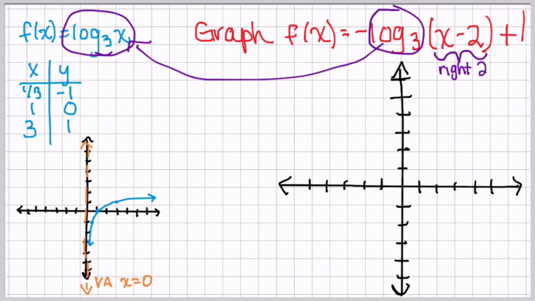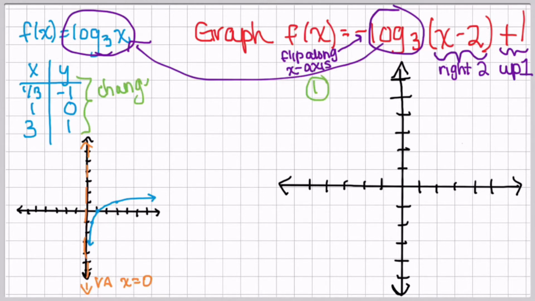The x - 2 in parentheses means that there's going to be a shift to the right 2. The plus 1 on the outside means it's going to shift up 1. And the negative in the front indicates that there's a flip along the x-axis. I'm going to start by applying the flip first. To apply the flip along the x-axis, we can change the signs of all the y values. The x values remain the same, and the y's become a +1, 0, and then a -1.